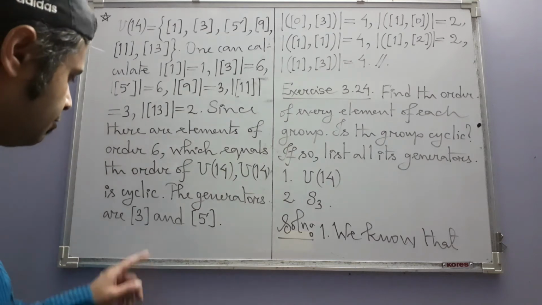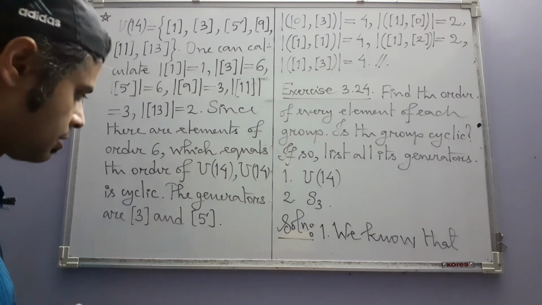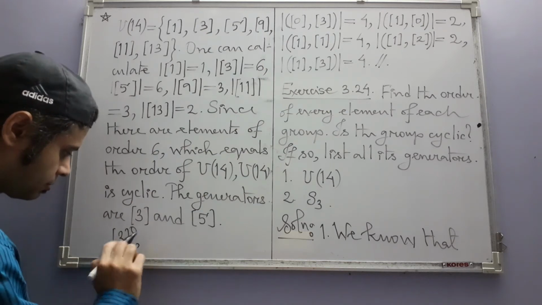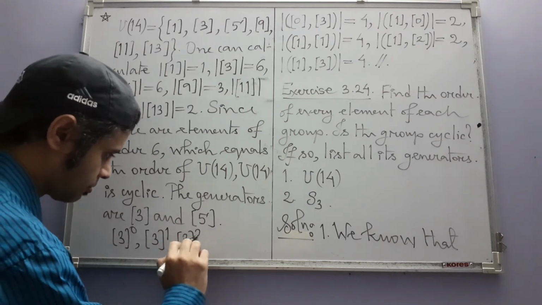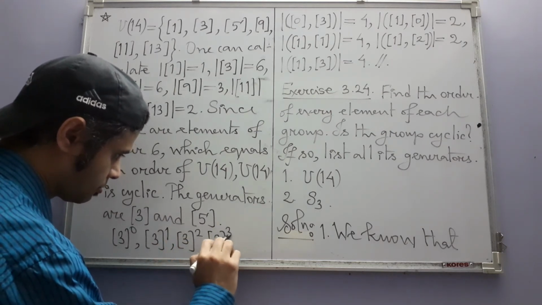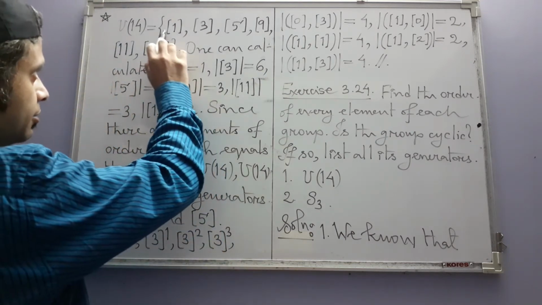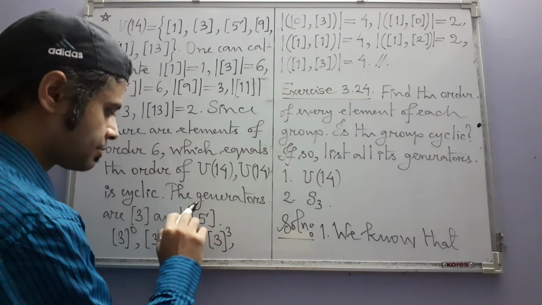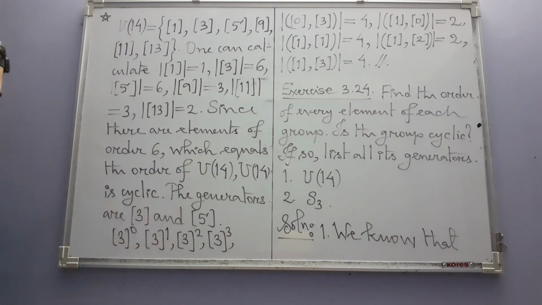What this means is that if you start looking at the powers of this congruence class, say you look at these powers, you will see that you get all these elements. Similarly, if you look at the powers of congruence class 5, again you will get all these elements, maybe in some different order. So both of them generate the group, and hence the group is cyclic.